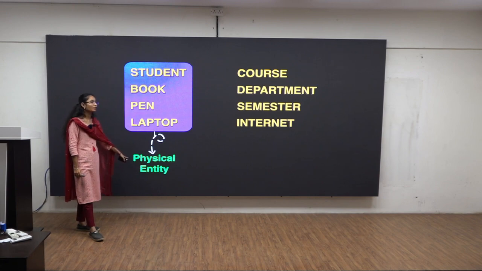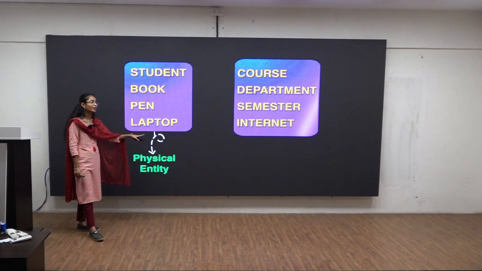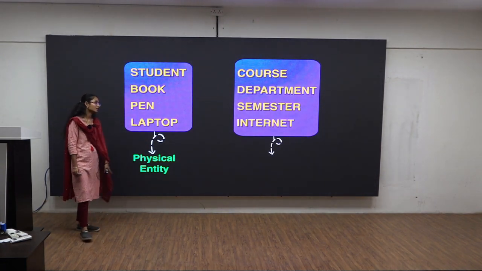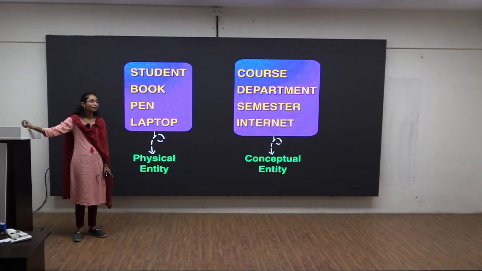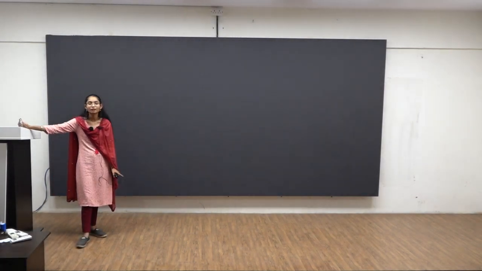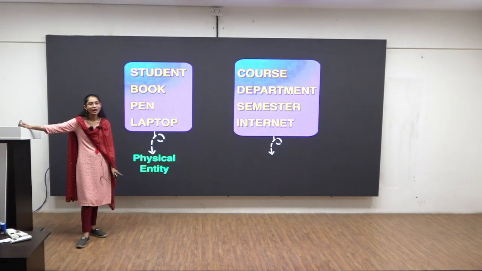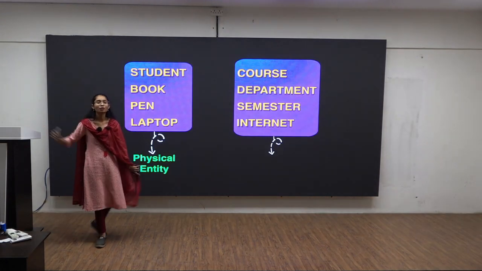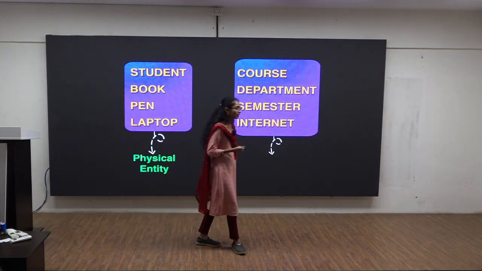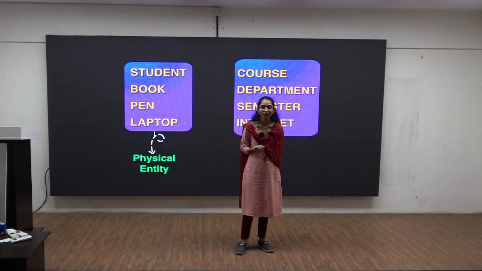So this is how we will tell what is a physical entity, and what is a conceptual entity. So that is how we will be giving the physical entity and the conceptual entity. How many types of entities do we have here? Two types. What are those? Physical entity and conceptual entity.